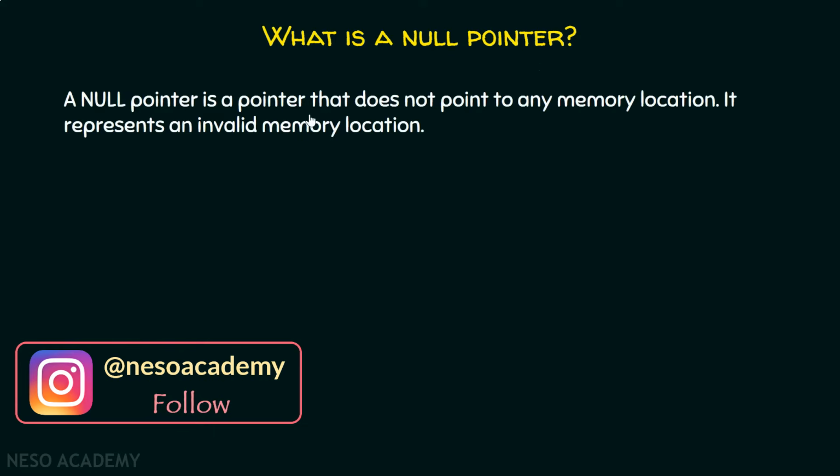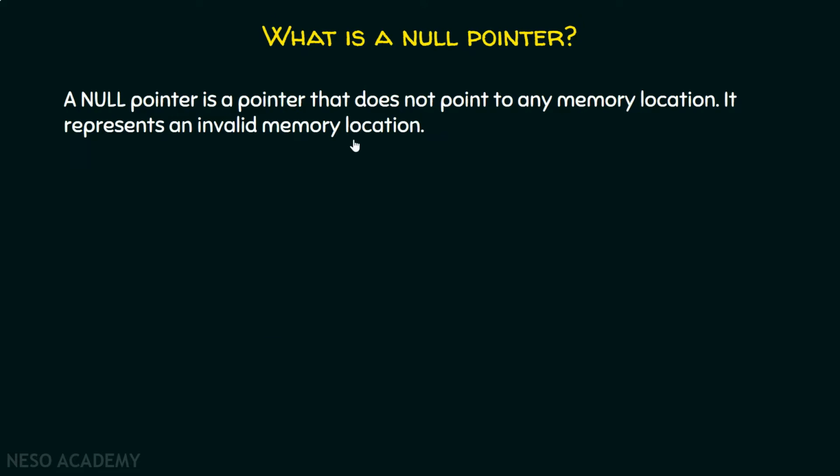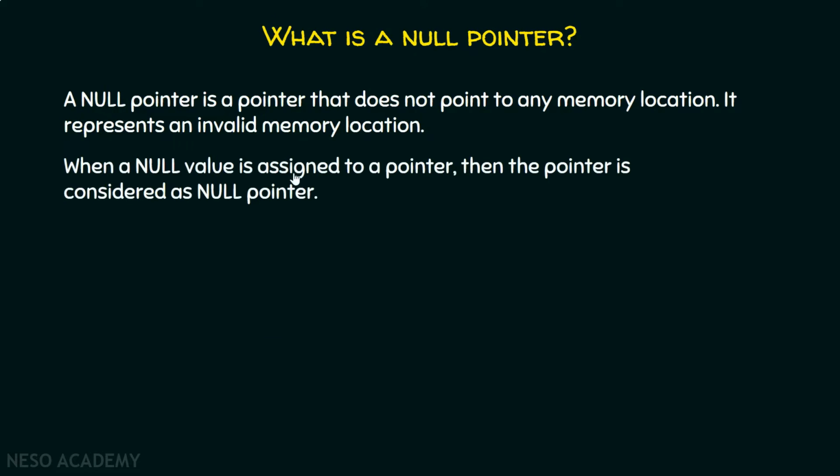A null pointer is a pointer that does not point to any memory location. Let me tell you, it is a special type of pointer that does not point to any memory location. Or in other words, you can say that it represents an invalid memory location. When a null value is assigned to a pointer, the pointer is considered a null pointer. Null is itself a pointer. When we initialize a pointer with null, that pointer also becomes a null pointer.